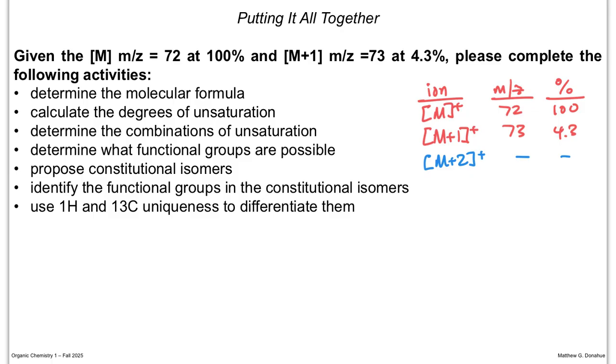Could you repeat that one? So in the data you're given, see how it's M and then M+1? There's no M+2. If you start seeing major signals for M+2 that are in that 1-to-1 or 3-to-1 ratio, those are indicative of chlorine or bromine.